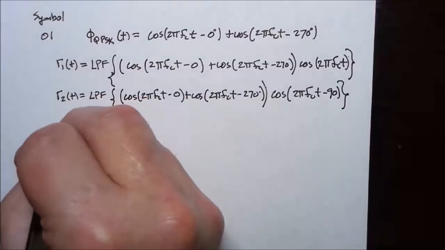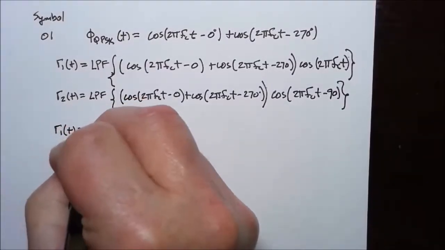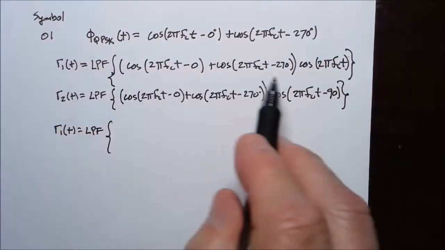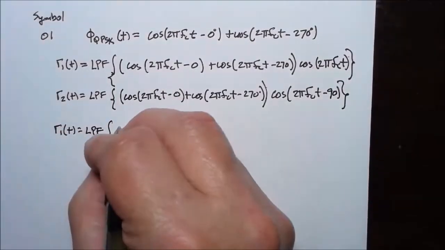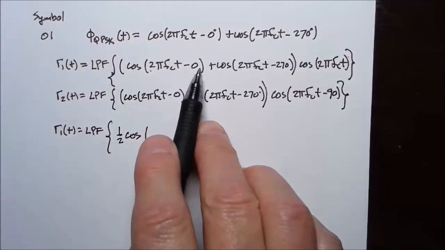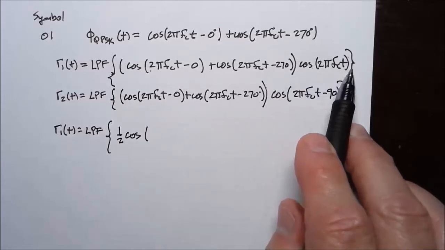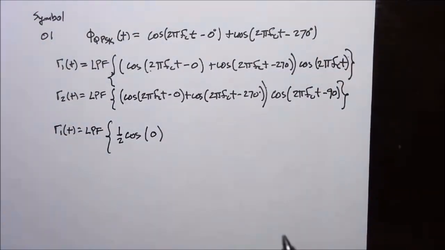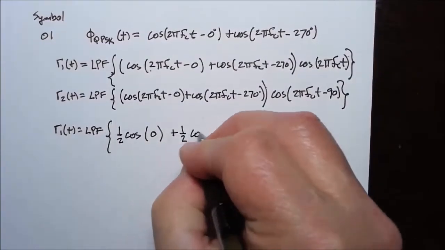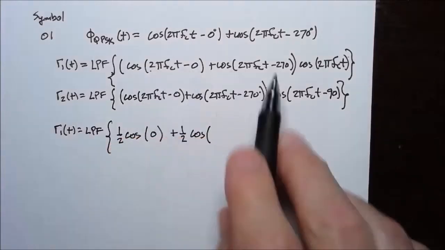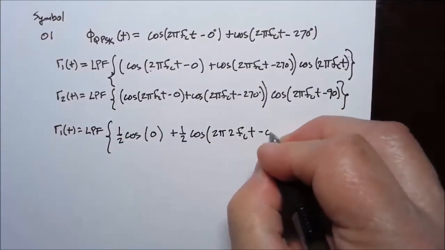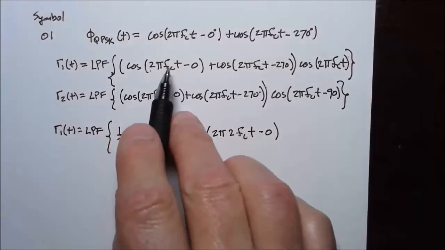Let's go with R1 of t, low pass filtered version of, I'm working on this top one. We have cosine times a cosine gives a 1/2 cosine of the difference of the angles, 2 pi FCT minus 0 minus 2 pi FCT is just cosine of 0, plus 1/2 the cosine of the sum of the angles. When you add them together, we get 2 pi times 2 FCT minus 0.